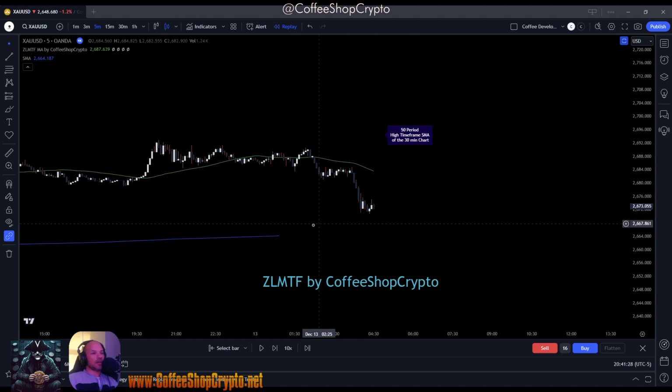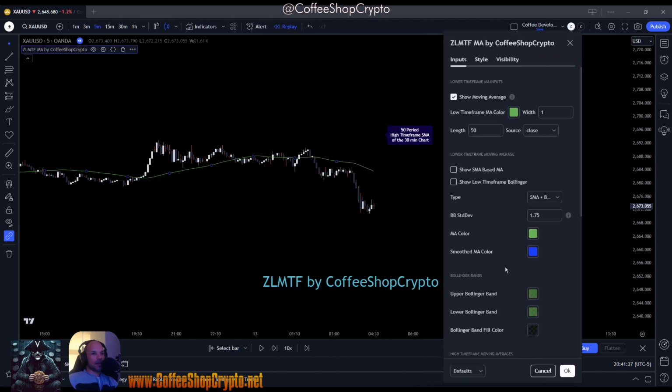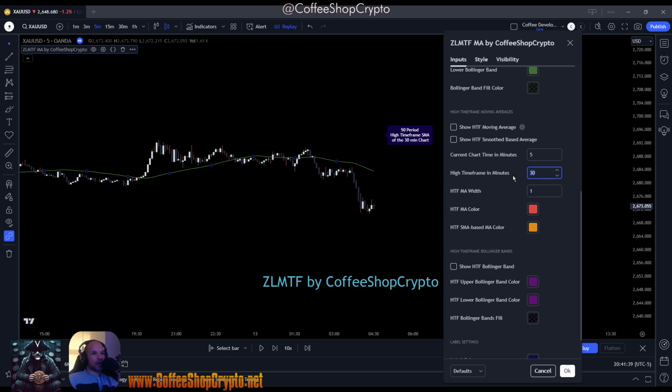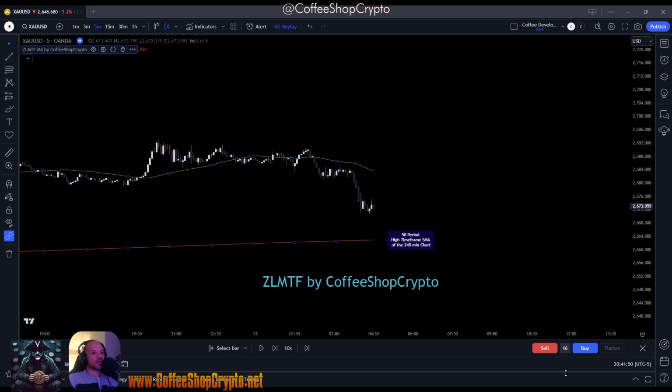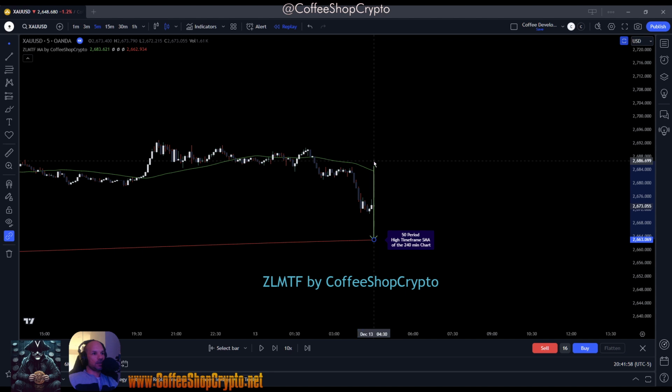So I created a system that allows you to see real time. Let me turn the high time frame back on, and I can set it for 4-hour if you like. How many minutes is 4 hours? It's 240 minutes. There we go. And now you can see the moving average for the 4-hour is right there, and it's in perfect sync with the current moving average.